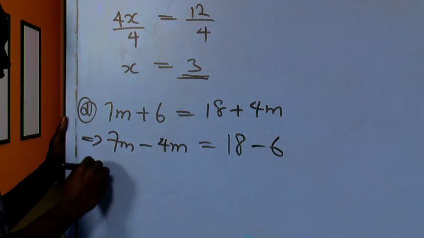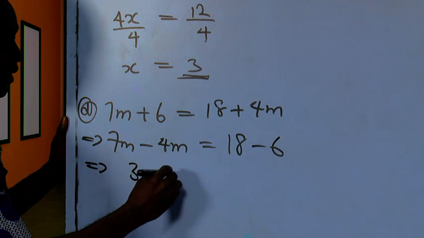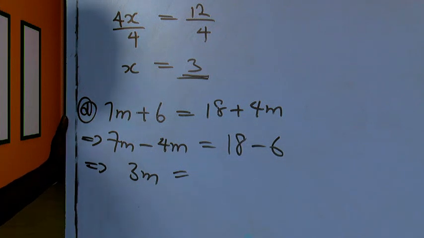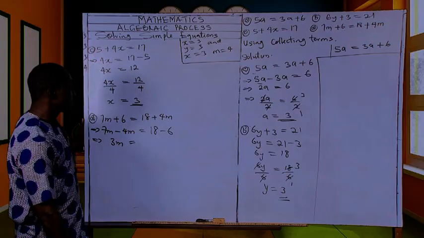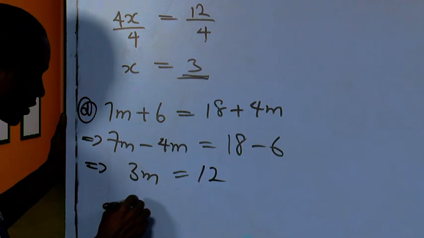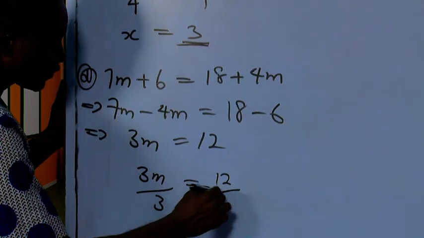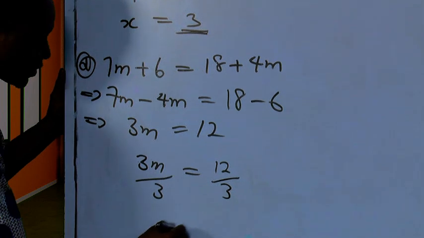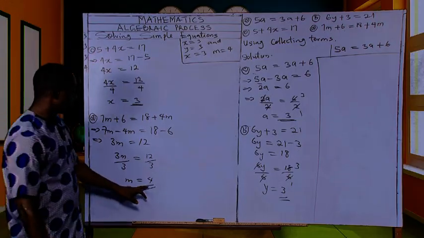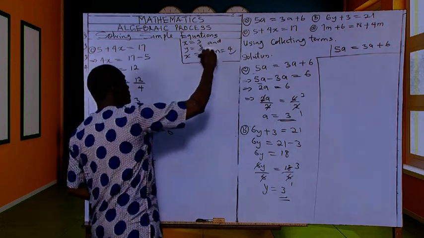Okay, and this will give us 7m minus 4m, which is 3m. We have the equal sign. 18 minus 6 is 12. So with this, we are going to have 3m over 3 equals 12 over 3. And m is going to give us what? 4 to be our answer. Therefore, the value of m is 4.